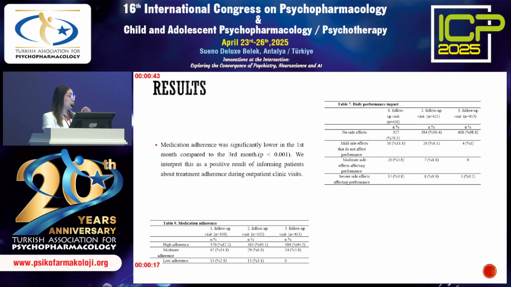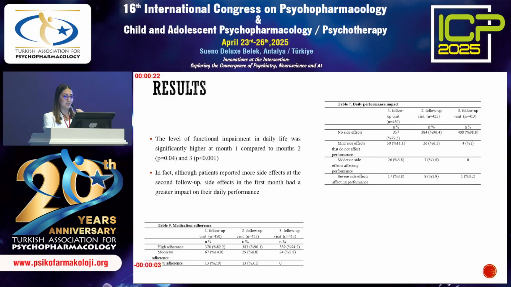So we interpret this as a positive result of informing patients about treatment adherence during outpatient clinic visits because we didn't actually give any information to the patients about the side effects at the beginning. But when side effects occurred and we informed them to the patients, after the third follow-up, we saw that when patients are informed about the side effects, the adherence was higher.